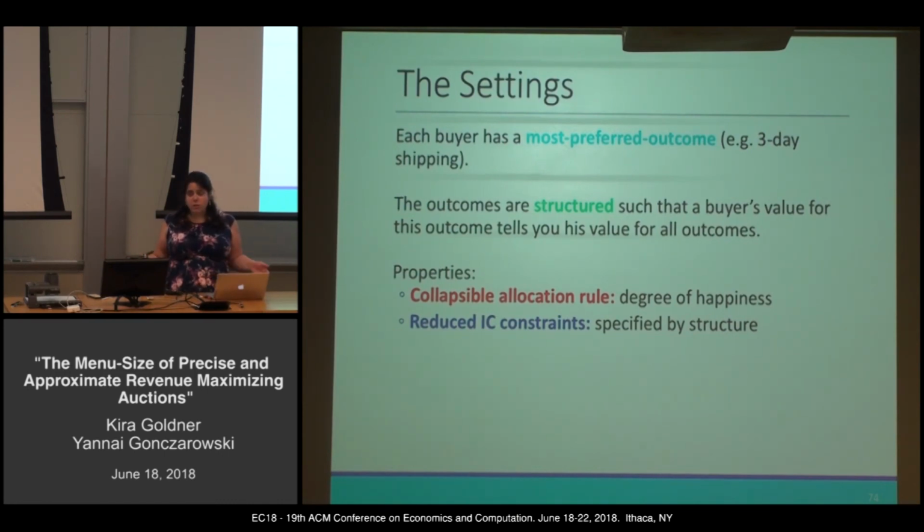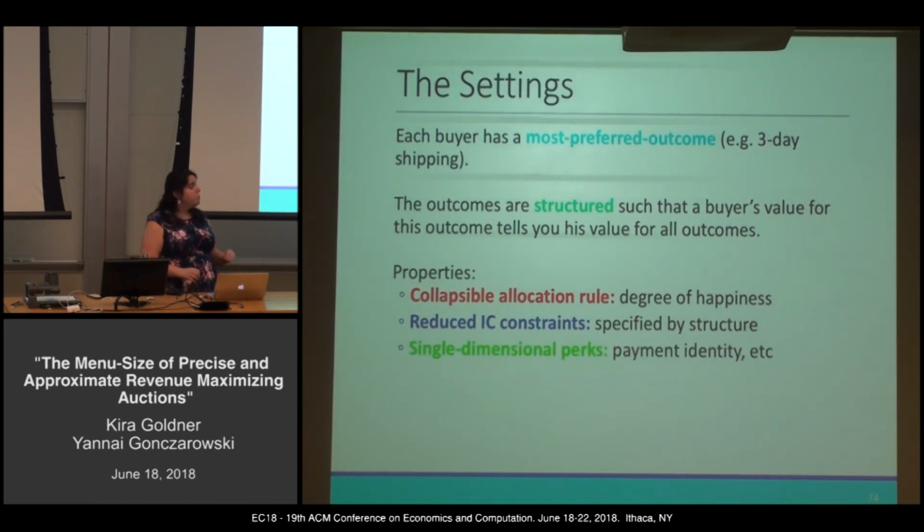Because even though we started with a primal that, I don't know if you noticed, was continuous and had infinitely many constraints, because these things reduce, we can actually talk about them. And finally, most importantly, we get these single-dimensional perks. We're in a multi-dimensional setting where there's so much structure that we wind up with these single-dimensional perks, such as the payment identity, and being able to talk about things in a much simpler way. Okay? So that's the common theme between these settings that we've been talking about.